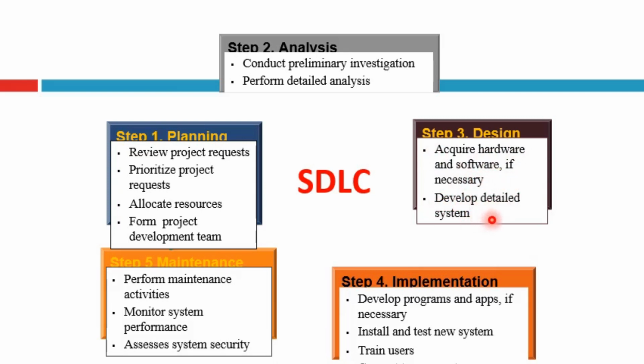Phase 3, design, also consists of 2 activities: acquire hardware and software if necessary, and develop detailed system. Phase 4, implementation, consists of 3 activities to perform: develop programs and apps if necessary, install and test the new system, and then train the user. And the last phase is maintenance, which consists of 3 activities: perform maintenance activities, monitor system performance, and assess system security. Now we will start with the first phase, planning.